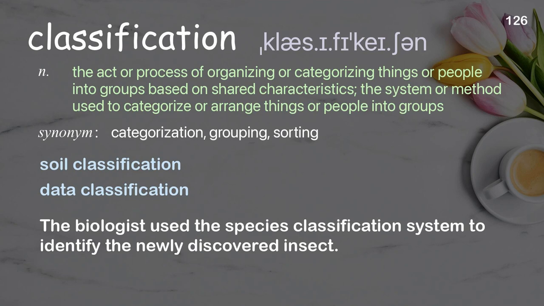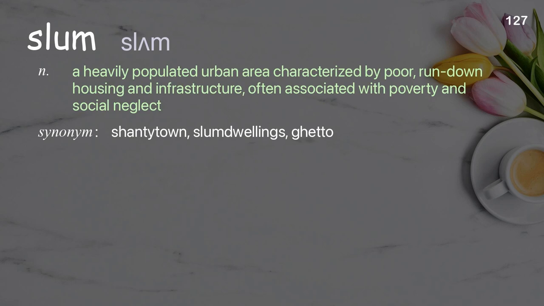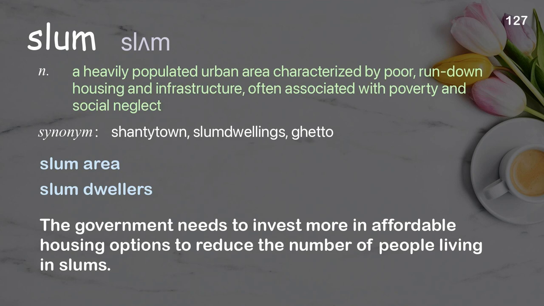Slum: a heavily populated urban area characterized by poor, rundown housing and infrastructure, often associated with poverty and social neglect. Examples: slum area, slum dwellers. The government needs to invest more in affordable housing options to reduce the number of people living in slums.